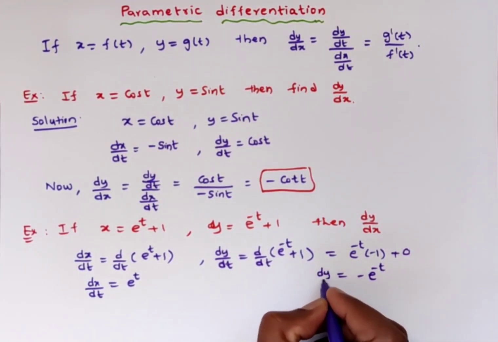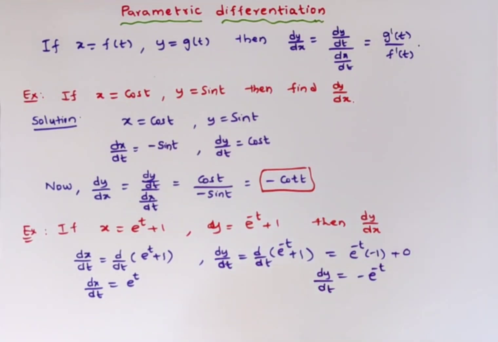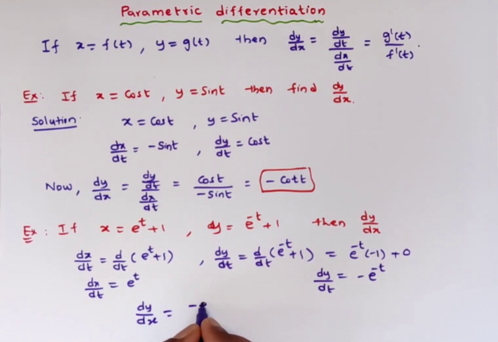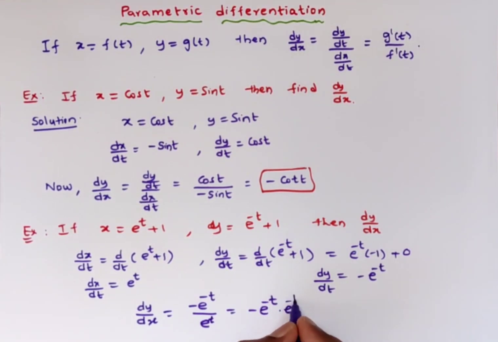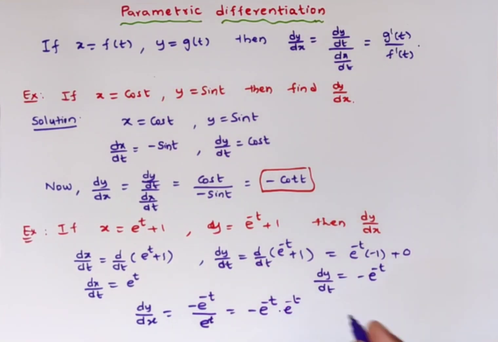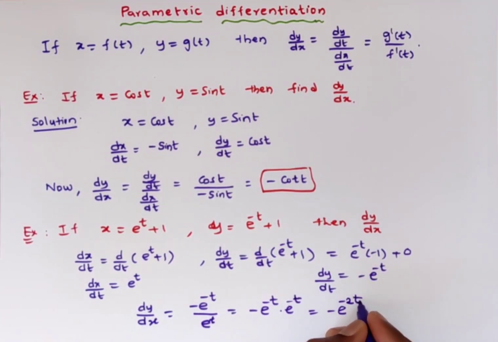Now dy by dt is minus e power minus t, and we need to find the derivative of y with respect to x. So this is dy by dt divided by dx by dt, that means minus e power minus t divided by e power t. Here we can write it as minus e to the power of minus t into e power minus t, since e power t can be expressed as e power minus t in the denominator. So finally minus e to the power of minus 2t. So the derivative is minus e power minus 2t.